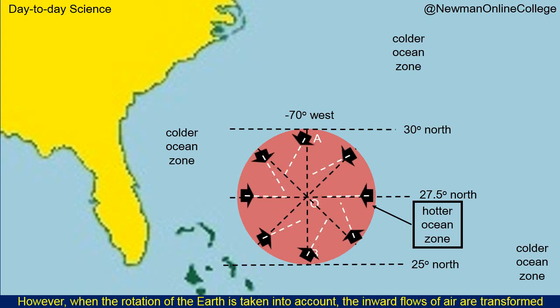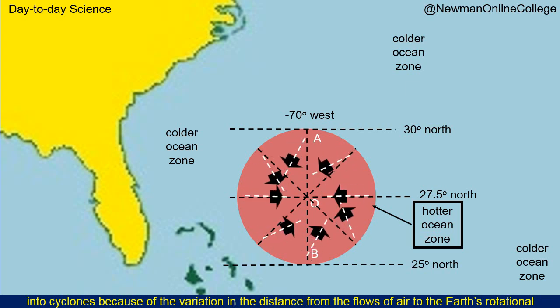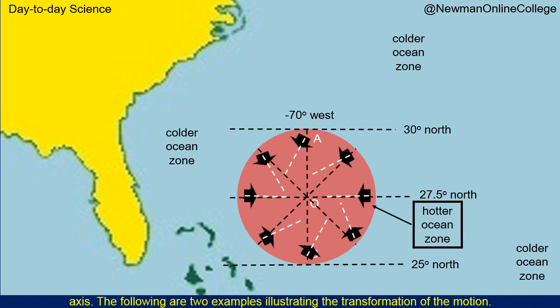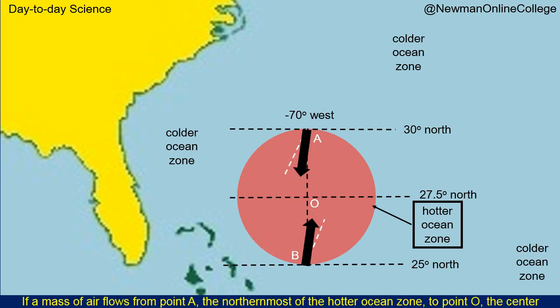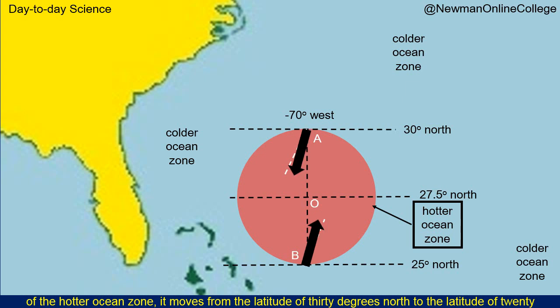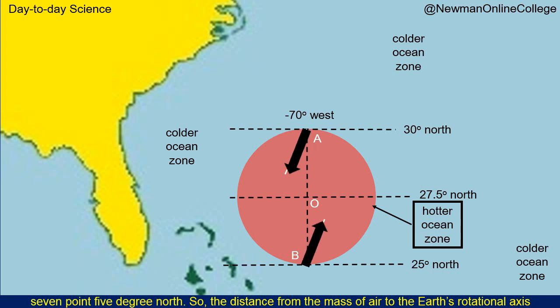However, when the rotation of the Earth is taken into account, the inward flows of air are transformed into cyclones because of the variation in the distance from the flows of air to the Earth's rotational axis. The following are two examples illustrating the transformation of the motion. If a mass of air flows from point A, the northernmost of the hotter ocean zone, to point O, the center of the hotter ocean zone, it moves from the latitude of 30 degrees north to the latitude of 27.5 degrees north.